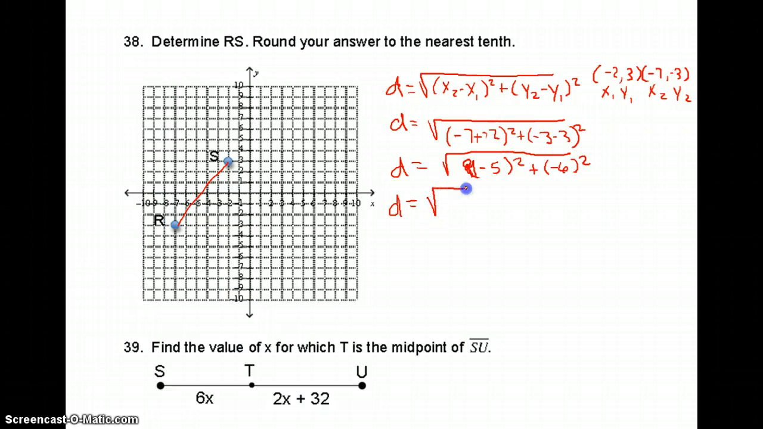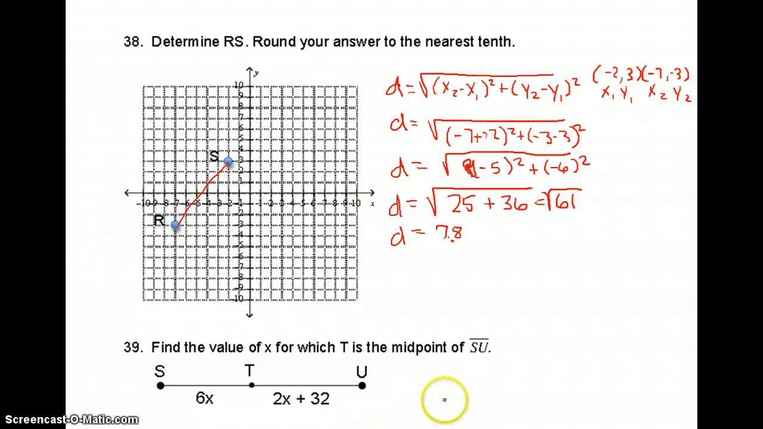D equals, I'm going to leave my square root sign there until I'm done. Negative 5 squared is 25. Remember, when you square it, you use parentheses. Plus negative 6 squared is 36. And that's going to equal 61, with the square root sign still there. We're going to plug that into our calculator. Second, square root of 61 equals 7.8. So D equals 7.81, which rounds off to 7.8. Done.